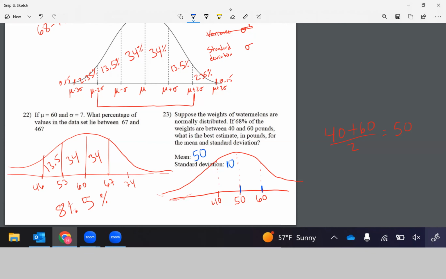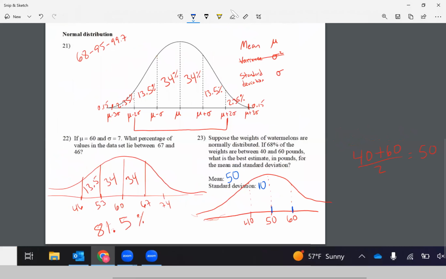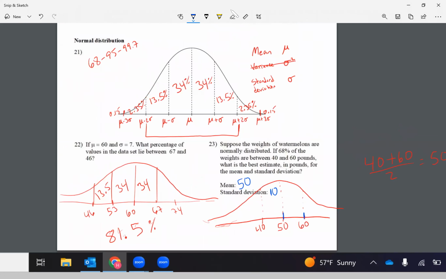Okay, I want you guys to know how to use the normal distribution graph. So this example number 21, copy those examples, copy those percentages. You are going to need them.